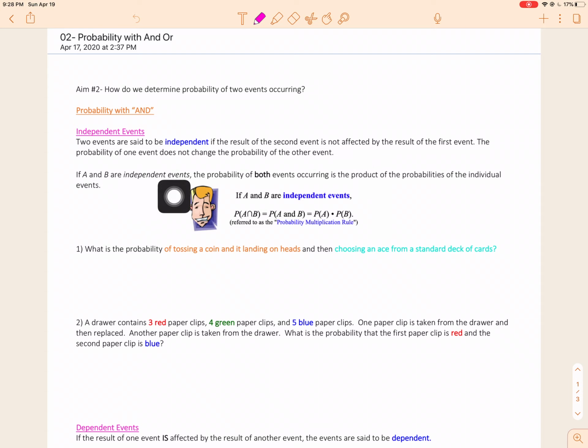So if A and B are independent events, the probability of both events occurring is the product of the probabilities. So if A and B are independent, and only if they're independent, so you've got to decide that first, then the probability of A and B, in this notation here, I'm going to add a little note, means "and." The probability of A and B is the probability of A times the probability of B.